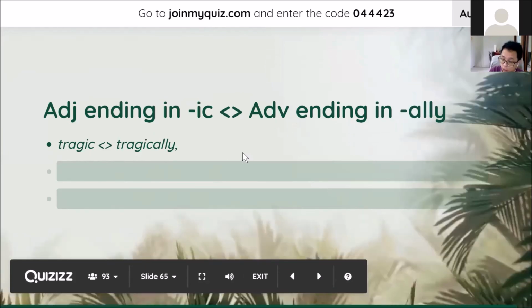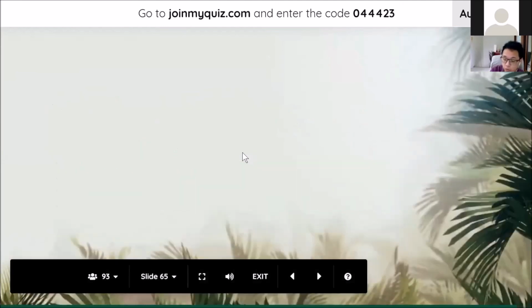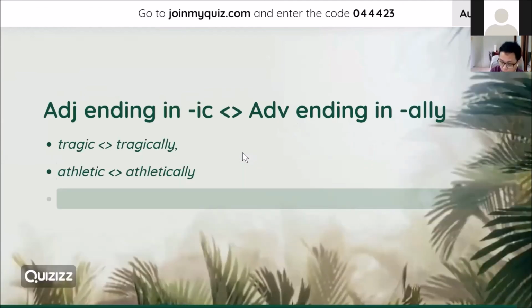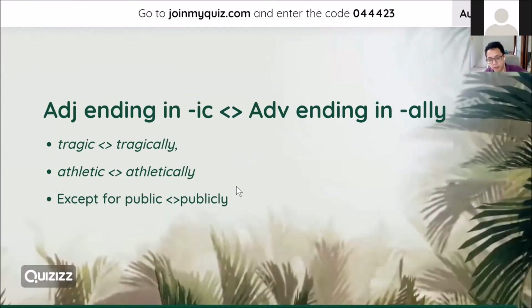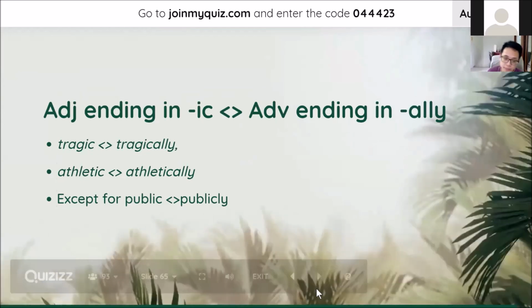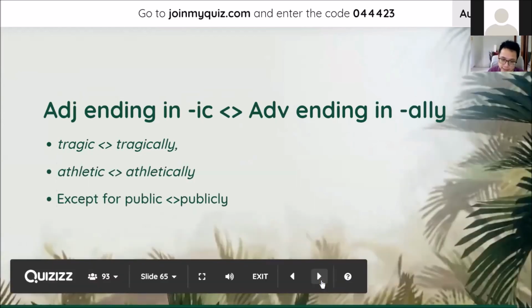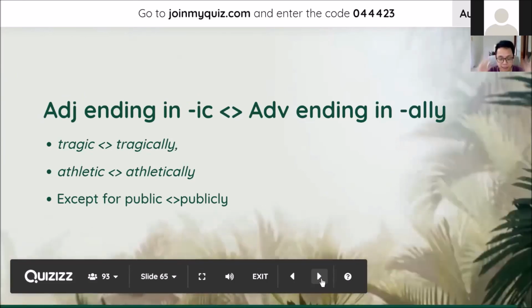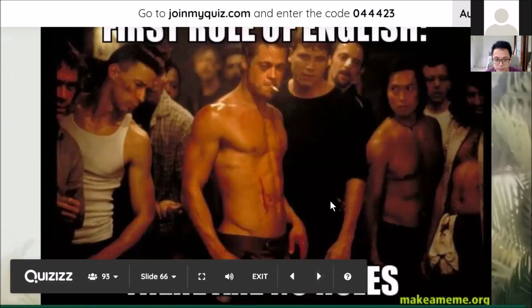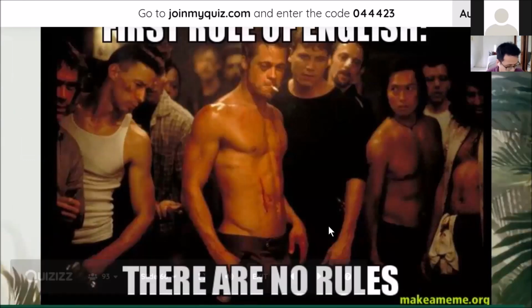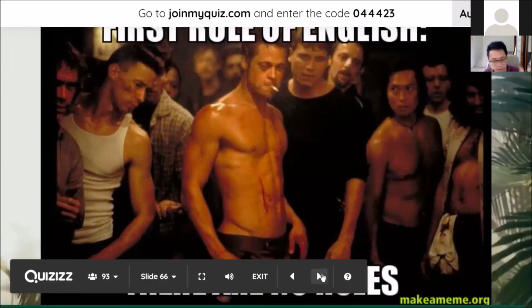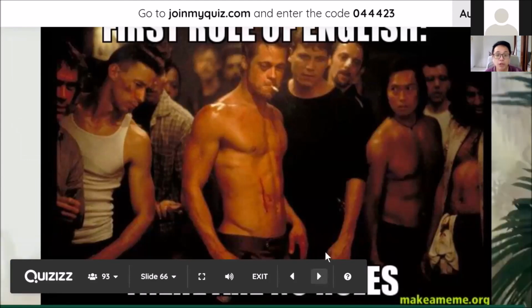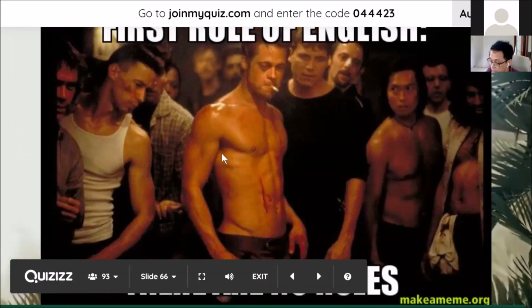And the only exception is public. You don't add AL. Public, you don't change to publicallly, you change to publicly. Other words you need to add AL, but publicly you don't need to add AL. Okay, because English is English. There's no 100% rule. First rule of English, there are no rules. These are just clues. It will help you to answer most of the questions, but sometimes there are always exceptions. So make sure you remember to read a lot.